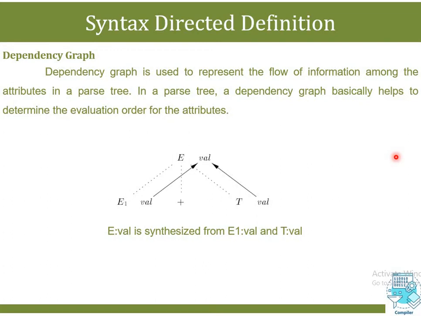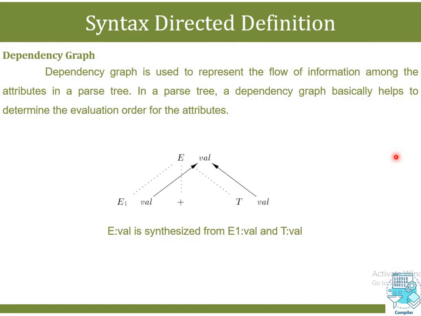So ultimately the point I am trying to convey is that there should be some order. In that order, if we evaluate the attributes, we will be finding the value for all the attributes. Suppose you are just randomly evaluating them, then we have to try with different possibilities.